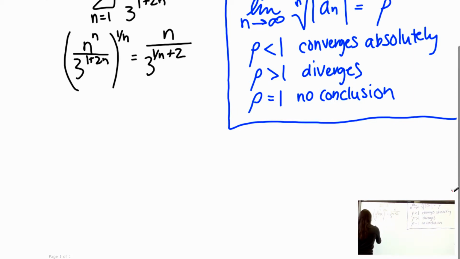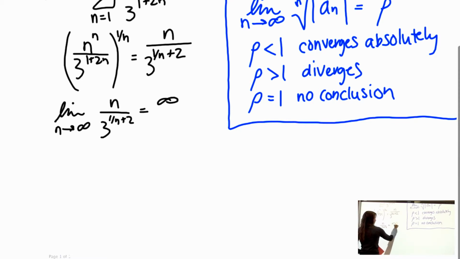So we have the limit as n goes to infinity of n over 3 to the 1 over n plus 2. So n, as it goes to infinity, it's just going to be infinity over 3 to the 1 over n. 1 over infinity goes to 0. So that's just going to be 3 to the 0, which is 1.